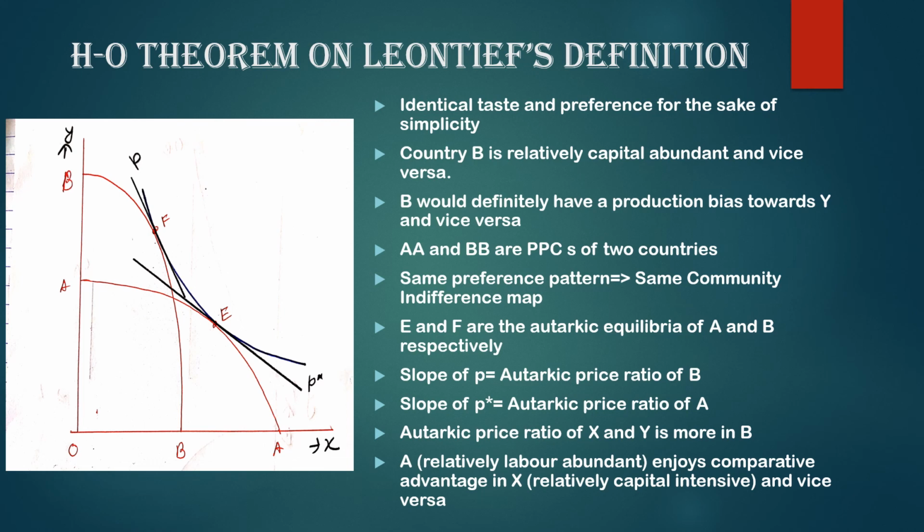So A is a relatively labor abundant country, and X is a relatively labor intensive good. So from here the Chacholiades theorem is proved: a relatively labor abundant country will enjoy comparative advantage in the relatively labor intensive commodity, and a relatively capital abundant country will enjoy comparative advantage in the relatively capital intensive commodity. That is the proposition of the Chacholiades theorem.